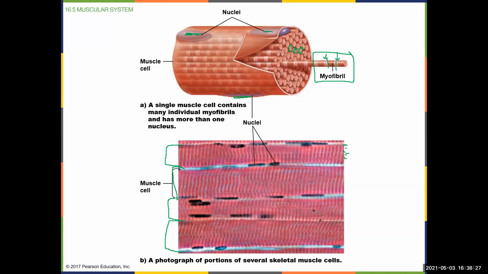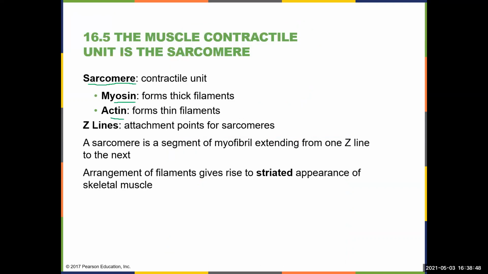So this area right here is one sarcomere. That's a unit. So there's a sarcomere unit right there. Here's another one. Right, there's another one. And another one. So each one of those are sarcomeres. And each sarcomere is the contractile unit within the muscle.